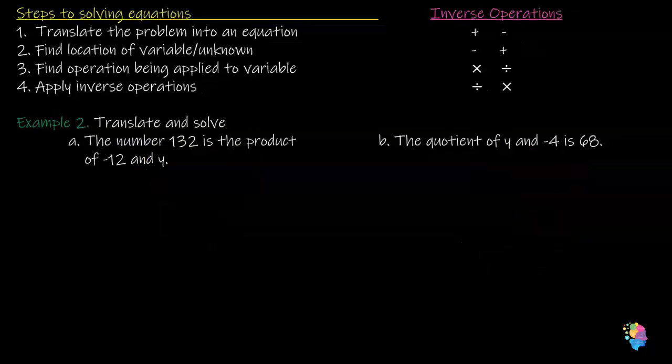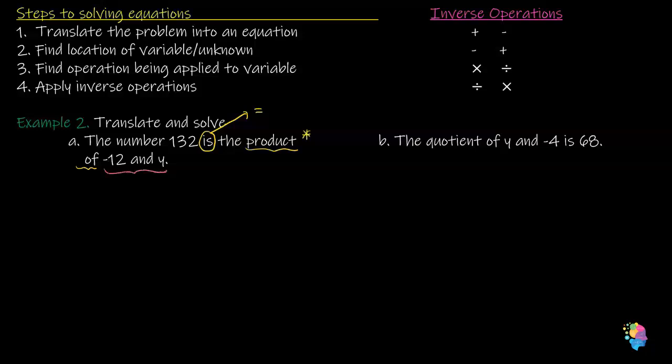Let's try it again. Let's read 2a. The number 132 is the product of negative 12 and y. Let's find the keywords. The first one is, which translates into an equal sign. And then you have the product of, which translates into multiplication. What they want us to take the product of is negative 12 and y. So let's write that. 132 equals the product of negative 12 times y.